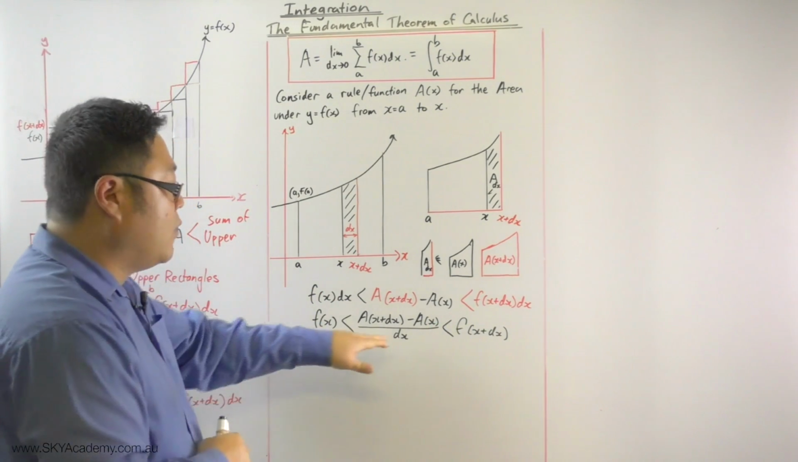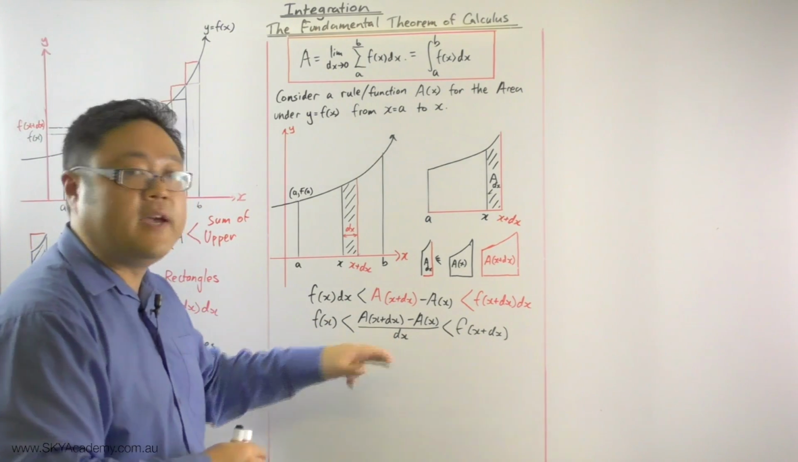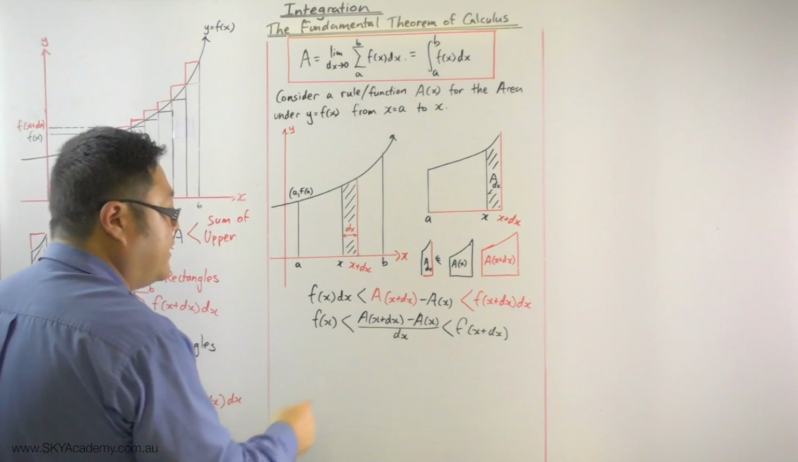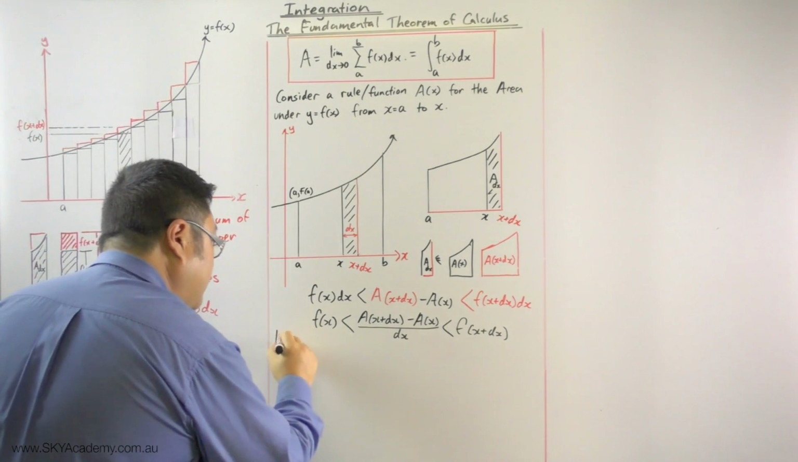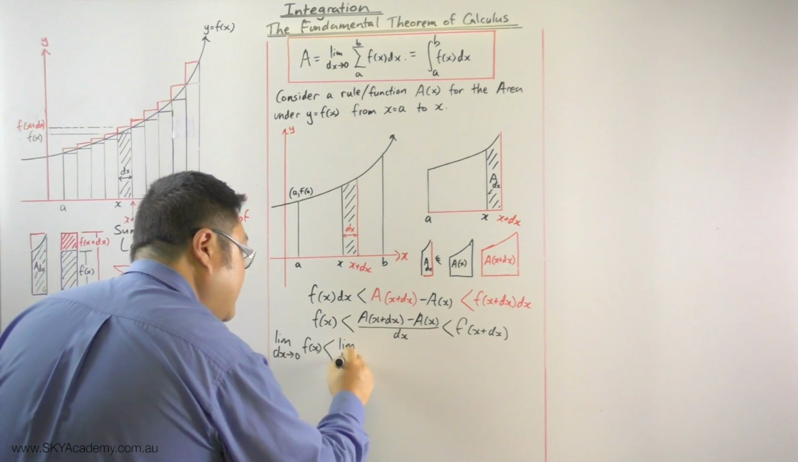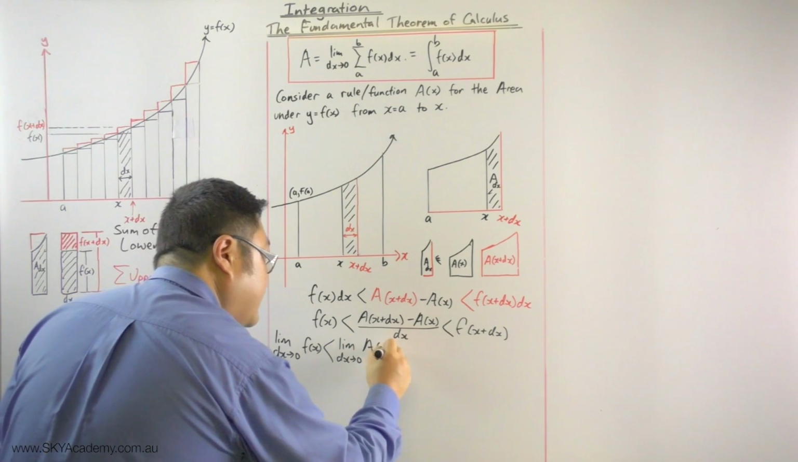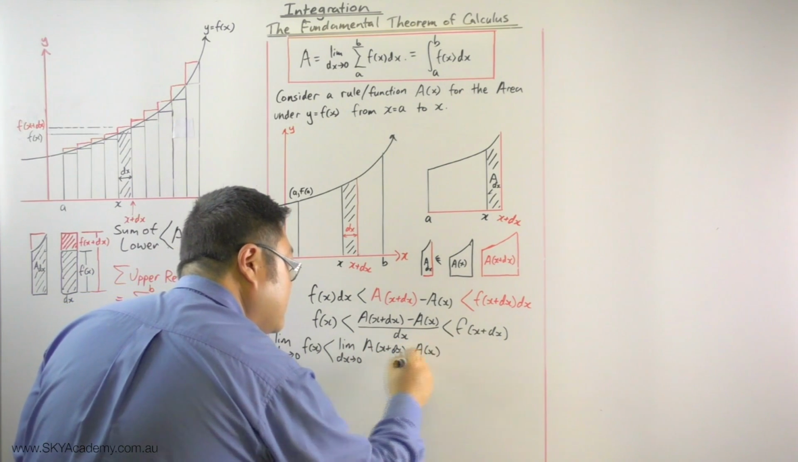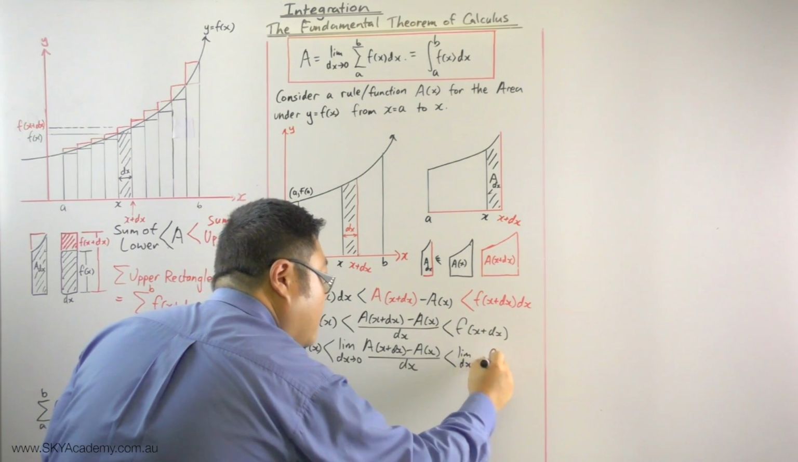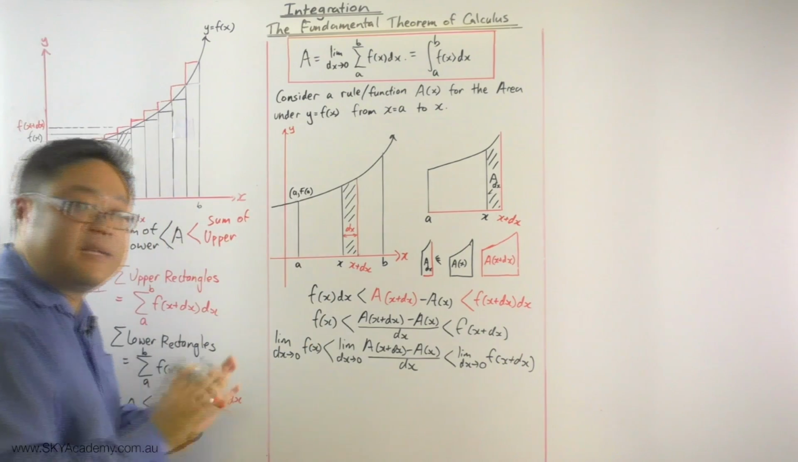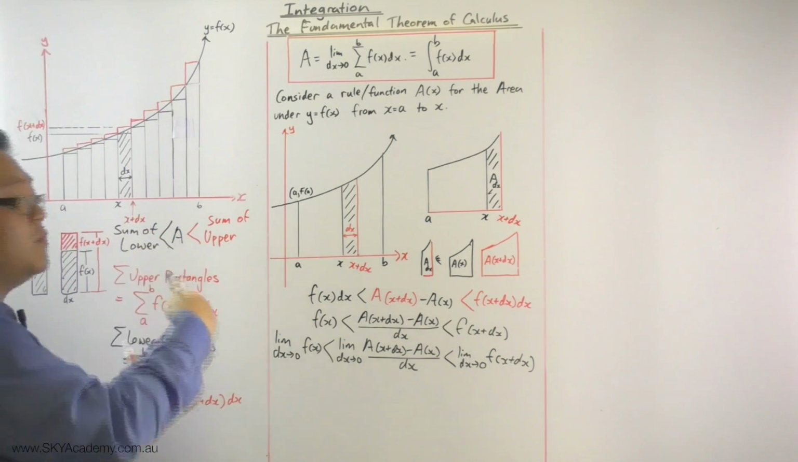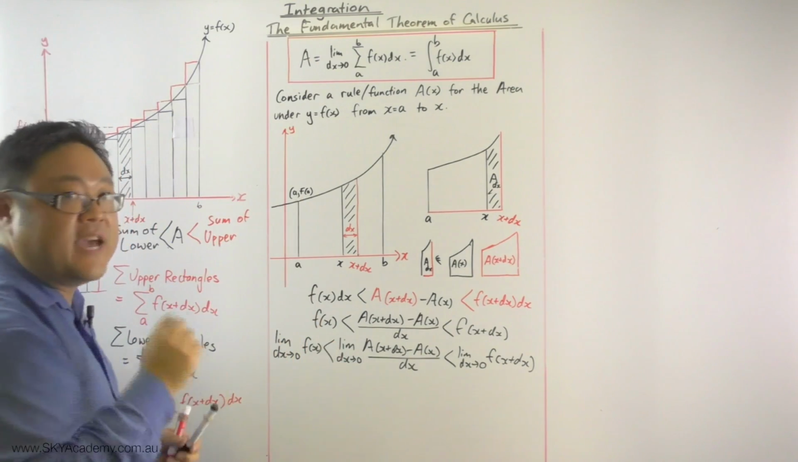Now, do you remember what the limit of dx was? What was the limit of dx? The limit of dx was dx approaching 0, yes? So that's what we're going to be doing, right? Now, let's do this. So you've got the limit as dx approaches 0 of f of x, which is less than the limit as dx approaches 0 of A of x plus dx minus A of x over dx, which is less than the limit as dx approaches 0 of f of x plus dx. Does that make sense? All right. So basically what we're doing is applying the limit, which is what we need to do to sandwich it in and work out the actual area, okay?